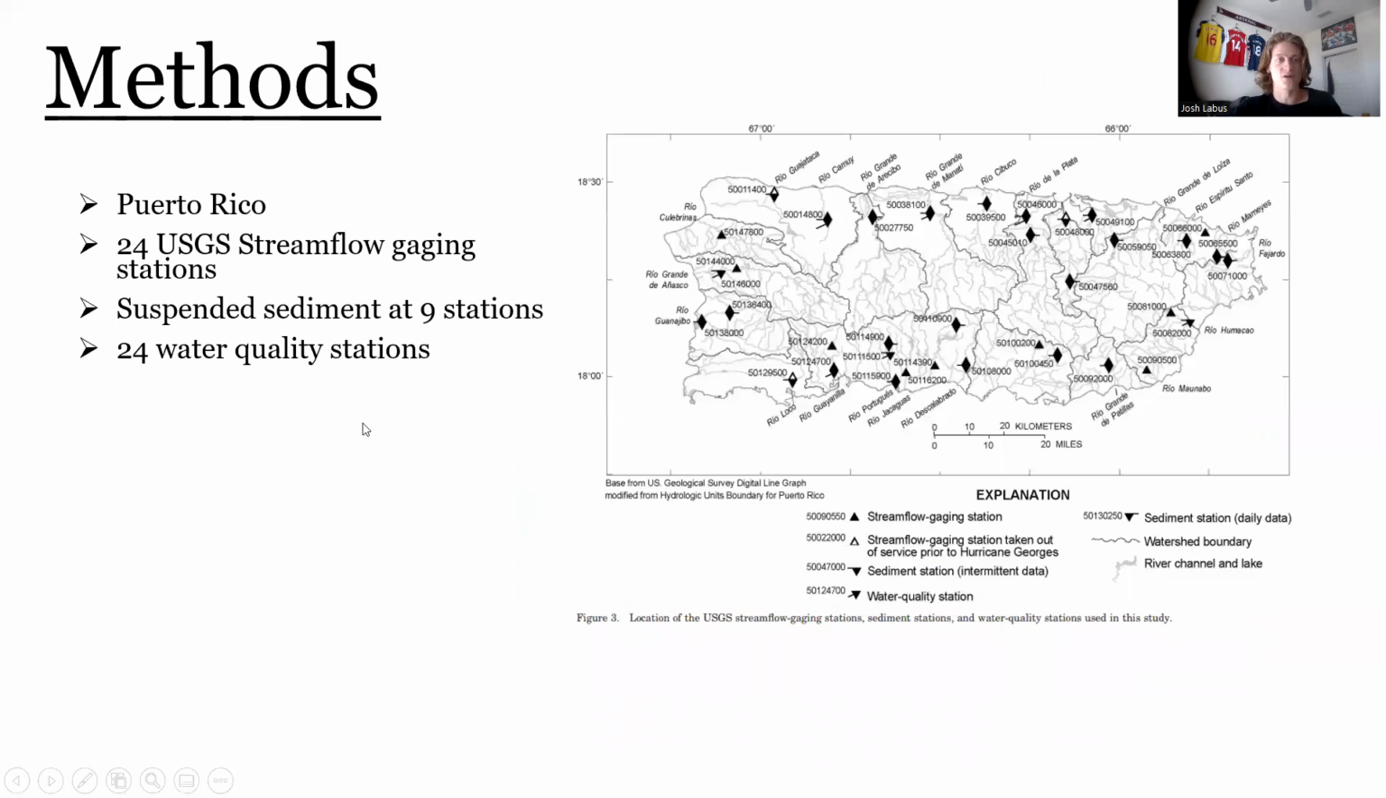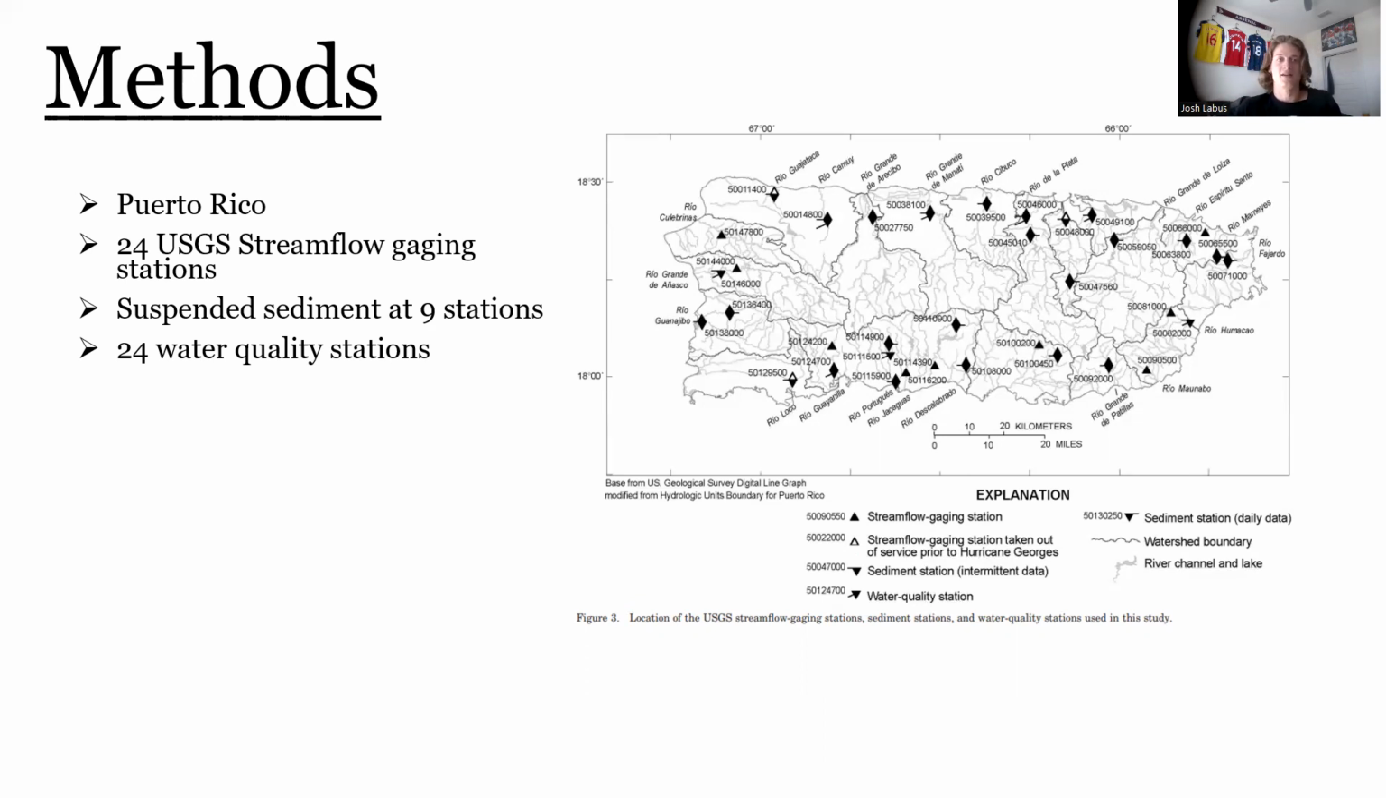And so for the methods, I know I went over it a little bit in the last slide, but just to make sure we understand everything going on here: this study was conducted in Puerto Rico. There were 24 stream flow gauging stations. If you look at the graph on the right, the stream flow gauging stations are the solid blacked-out triangles. Stream flow just determines how fast a stream is flowing in terms of velocity, which can affect the amount of sediment and nutrients carried in the water. Higher velocities are going to carry more and larger sediments and nutrients compared to lower velocity streams.